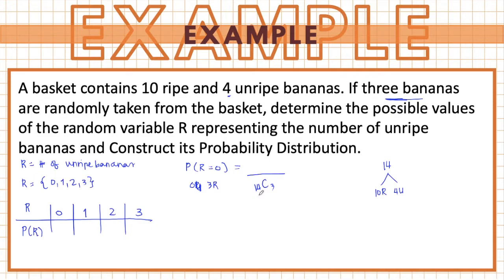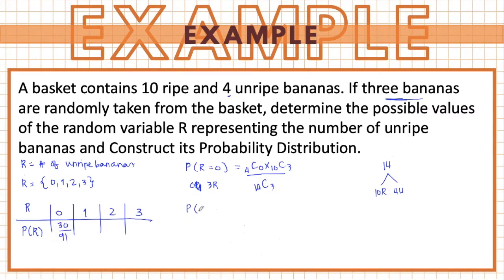And then ang favorable natin, again, we have to use combination and multiplication rule. We will be getting 0 unripe bananas. So that will be 4, because there are 4 unripe bananas, 4 choose 0 times kukuha ng 3 sa ripe banana, so that's 10 choose 3. And this is 30 over 91. So that's the probability that R is 0.